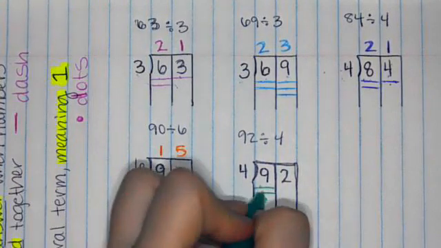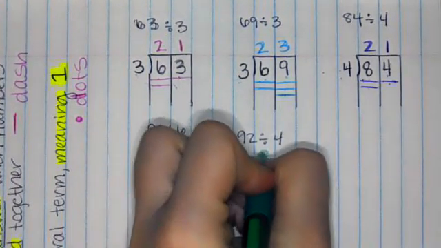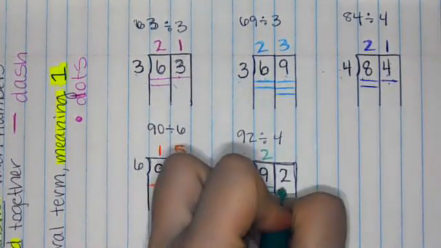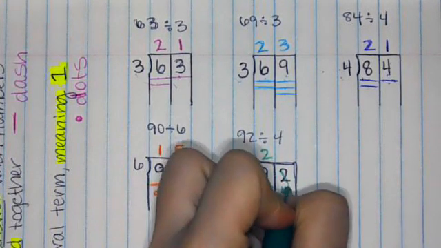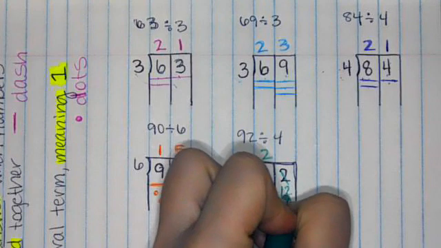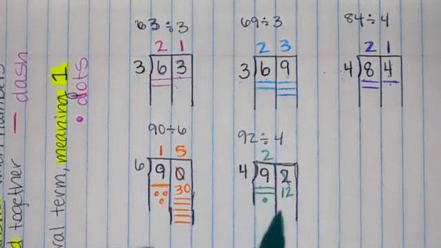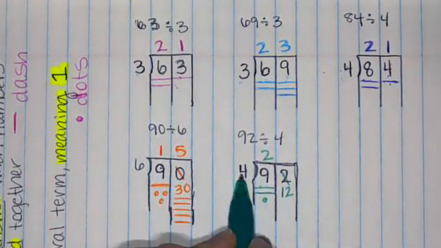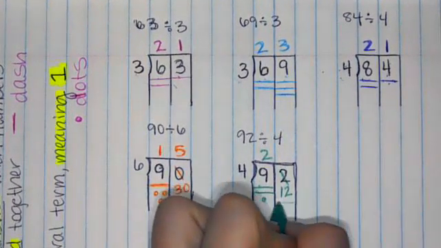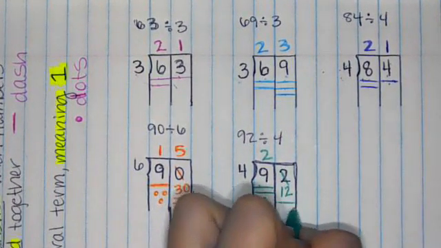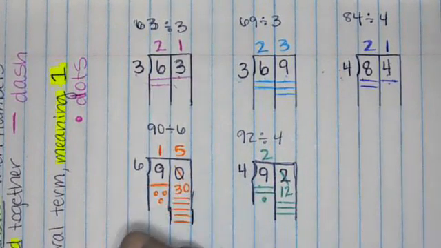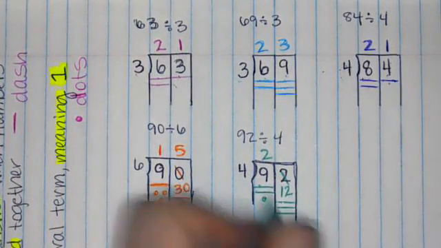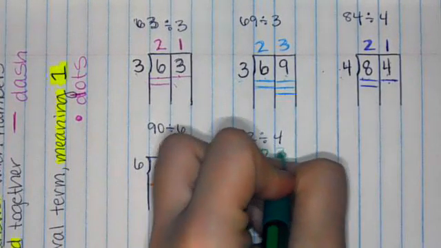I have 2 dashes that go in the quotient. I have 1 dot to pull over to the side. I cross out my 2 and put it behind my 1. Now I'm dividing 12 by 4. So I do 4 times 1 is 4, 4 times 2 is 8, 4 times 3 is 12. I have 3 dashes. I put 3 in the quotient.